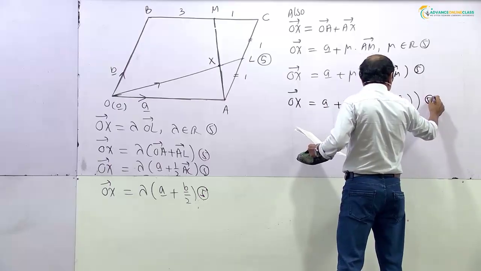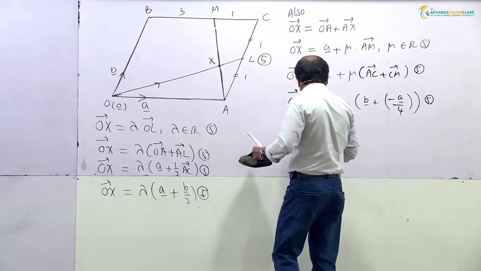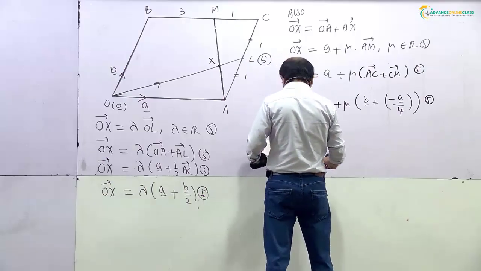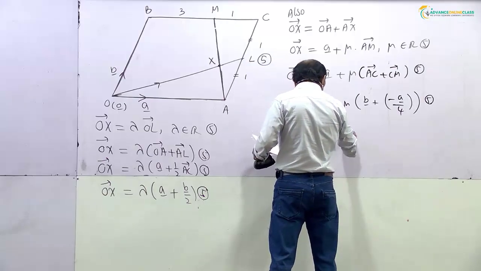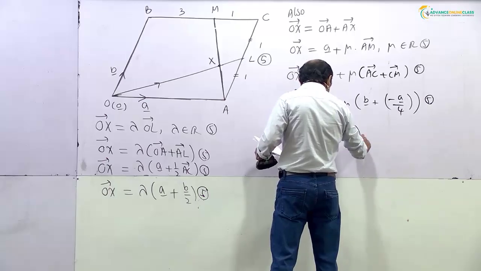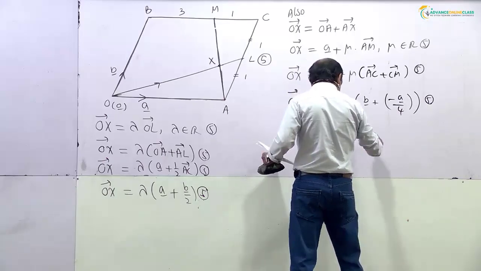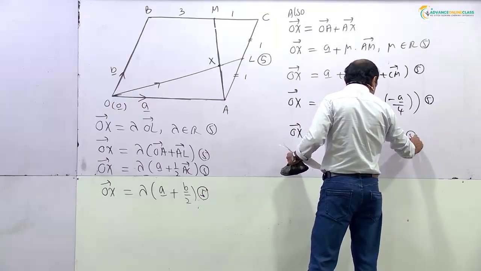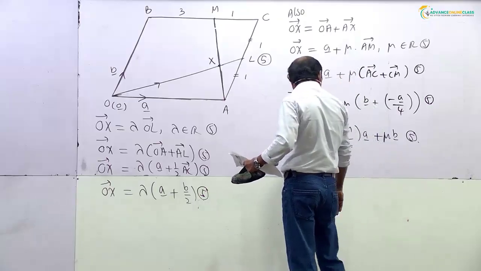And people, then we get OX vector. You can write, taking A vectors together and B vectors separately, 1 minus mu by 4 simple A plus mu into B, right? For this another 5 marks.